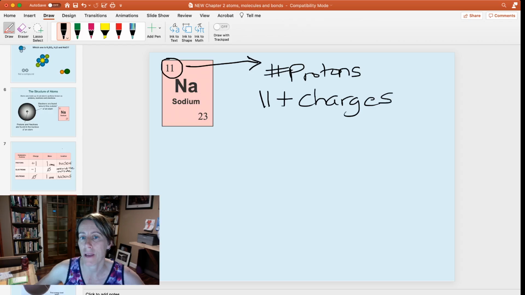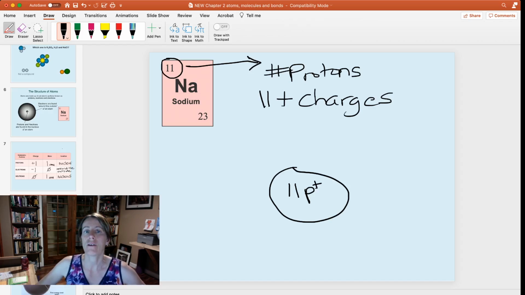In this atom, right? And we're going to put them all in the nucleus because we know that protons live in the nucleus. So if I'm going to build a picture of sodium around here, I'm going to put 11 protons. I'm just going to write P with a plus because it's easier. And they're going to be in the central core of my atom.